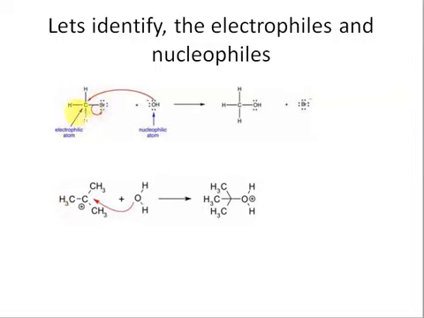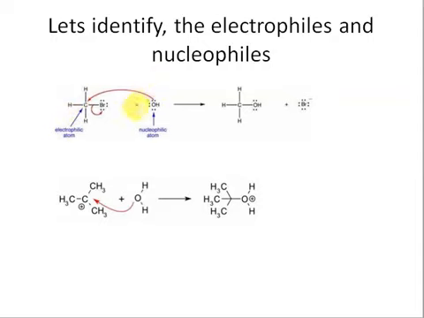Here we have a substrate. In this substrate you can see this carbon is bonded with a bromine. Bromine is electronegative, so bromine is pulling the electron density toward itself. Since bromine is pulling electron density from the carbon, the carbon becomes electron deficient. Since it is electron deficient, this carbon is an electrophile. This is the electrophilic atom.